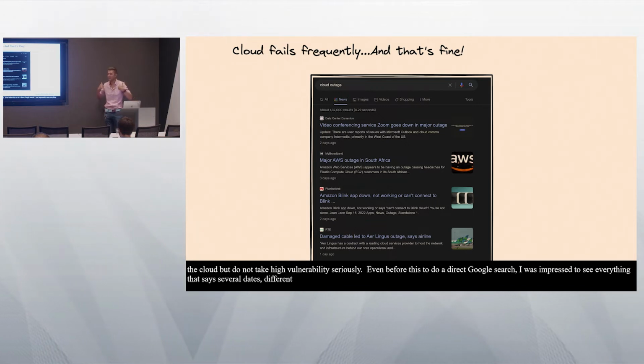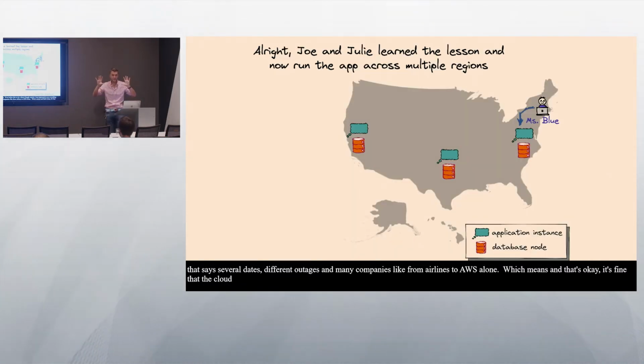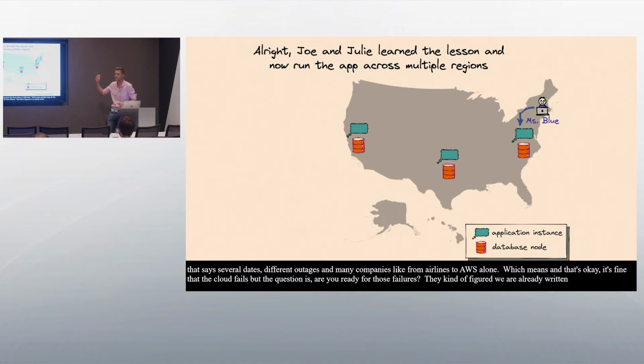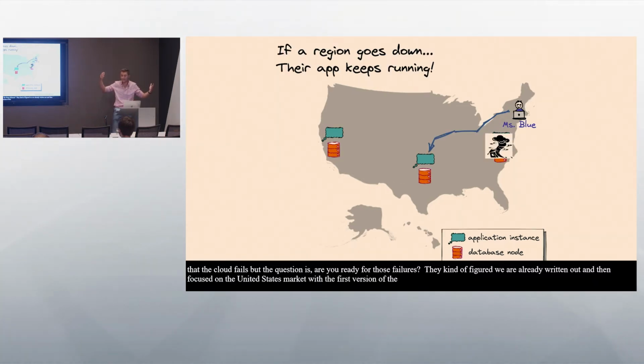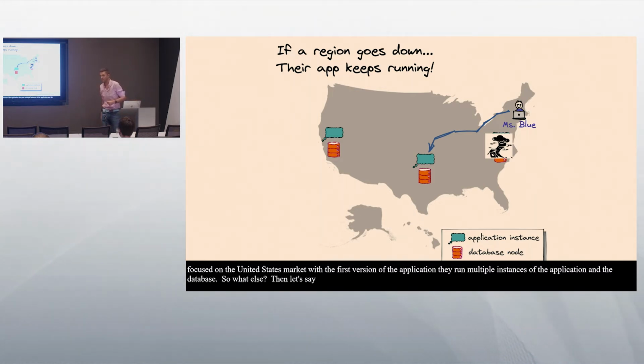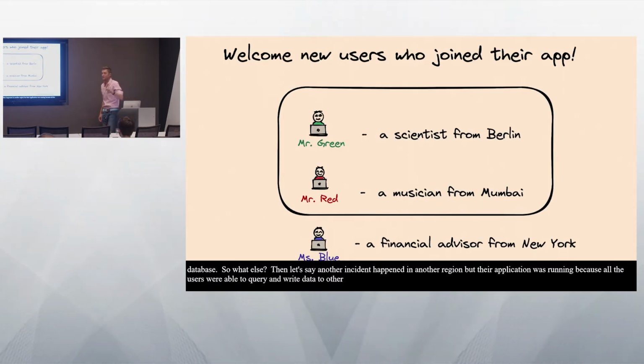Which means, and that's fine, that cloud fails, but the question is, are you ready for those failures? And they figured, right, we are ready right now, and as long as they're focused on the United States market with the first version of the application, they run multiple instances of the application and the database. Okay? So what else, right? And then, let's say another incident happened, another region went down, but their application was running because all of the users were able to query and write data to other instances of the application. What else did they discover?